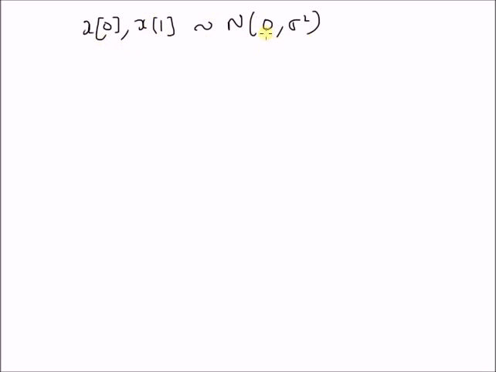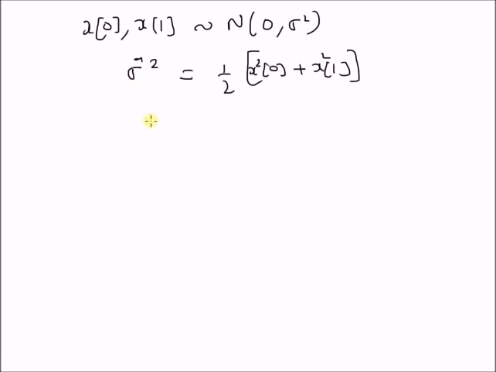So given this information, I want to derive the PDF, or the probability distribution, of the variance estimate given by sigma square hat, which is equal to 1 by 2 times x of 0 squared plus x of 1 squared. So we want to derive the probability distribution of this variance estimate given these two observations.